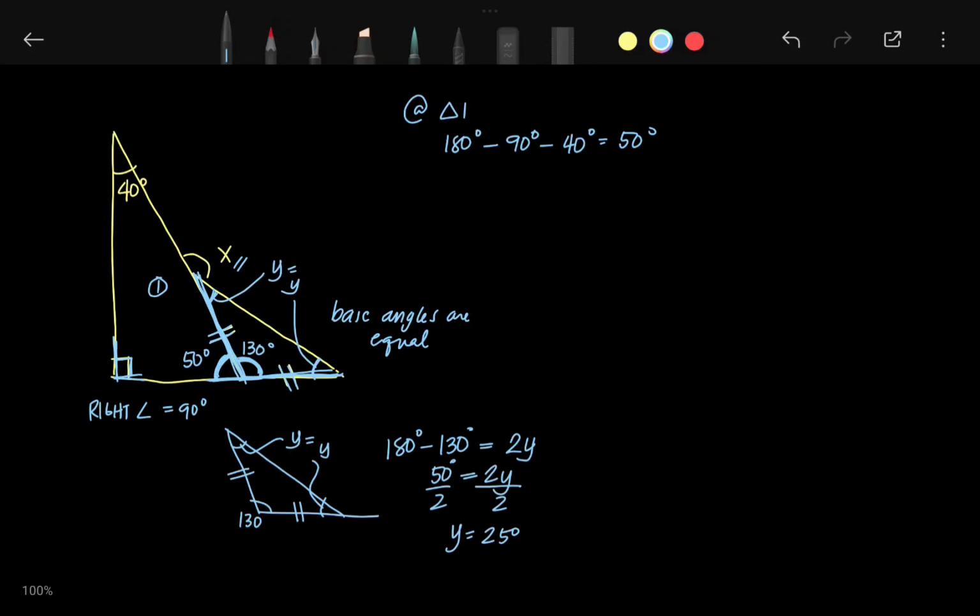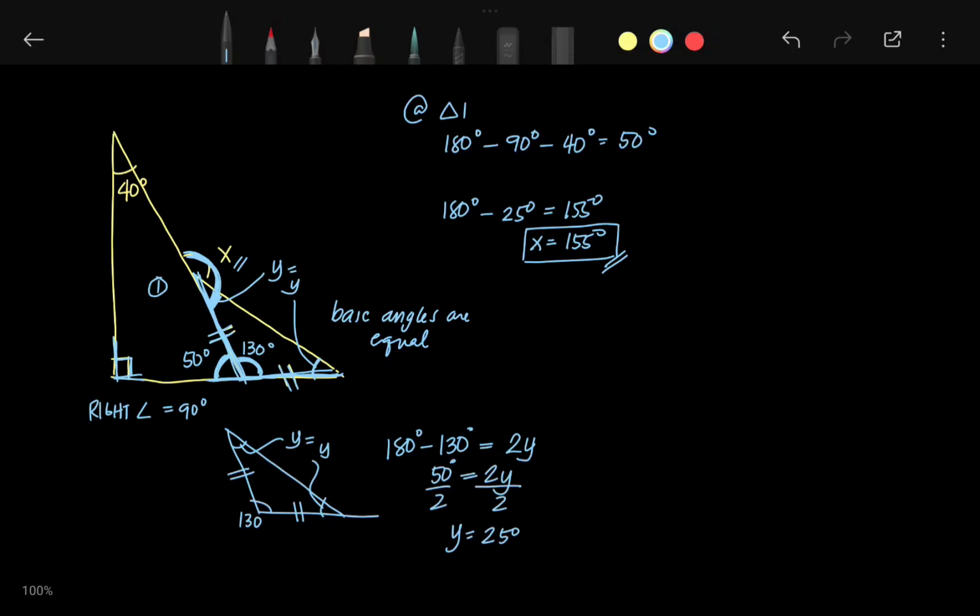Okay, so that I can focus on just this one, 25 degrees, which forms a straight angle with x. So, if their total is supposed to be 180 degrees, 25 is already known, ilan ang x? 180 minus 25 is supposed to be 155 degrees. So, x is equal to 155 degrees.